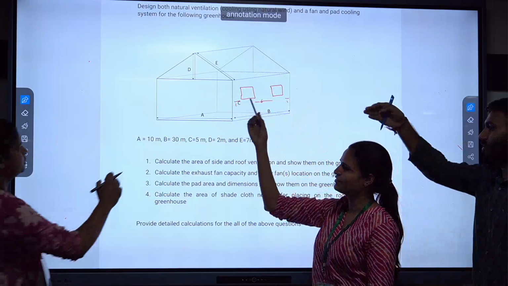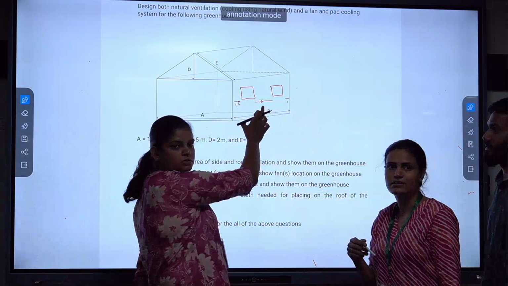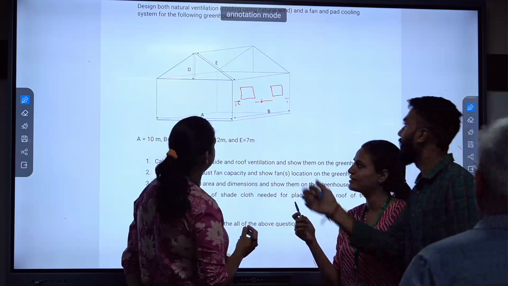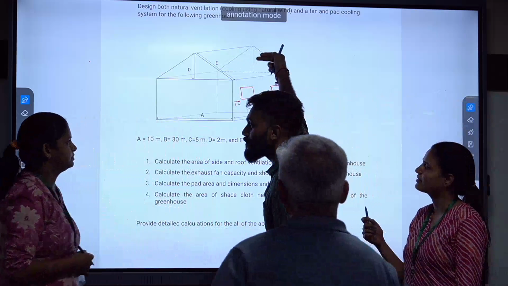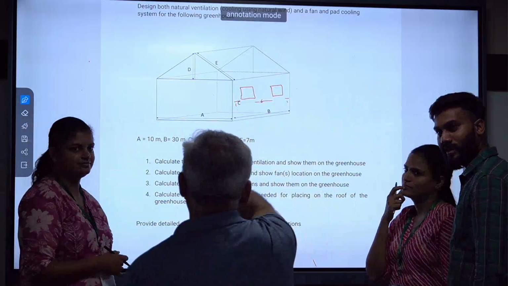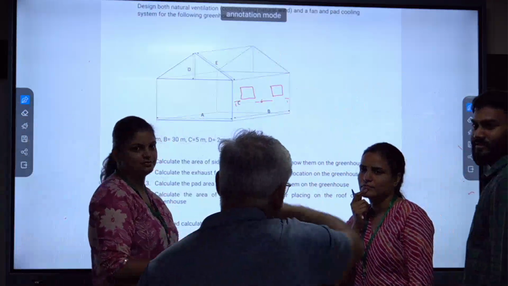The reason why that is a little bit confusing is that they draw that line to that. You see what I'm saying? Back is the fans, front is the pad. So your pad should be on that length of A.